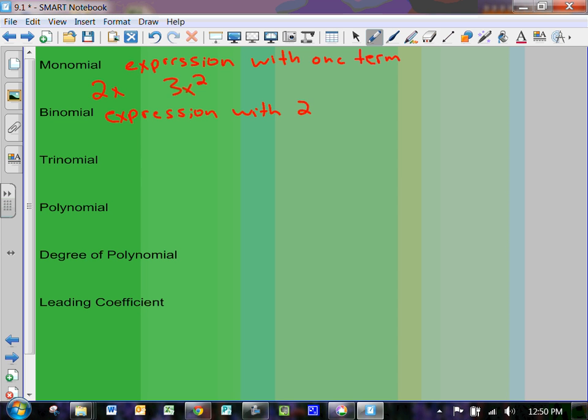So binomial, again, bi means two, so this is an expression with two terms. This is where that 2x plus 3 comes in. So you've got one term here, the second term's there, and they are separated by a plus sign. It could also be a minus sign. Trinomial has three terms, still is an expression, so it could be something like 2x squared plus 4x minus 7.